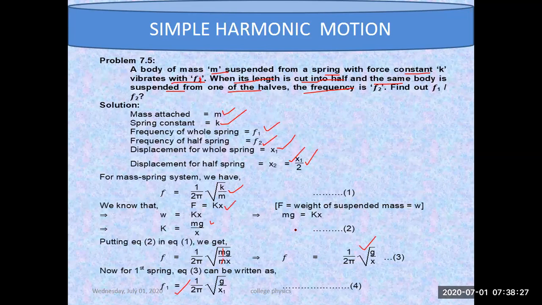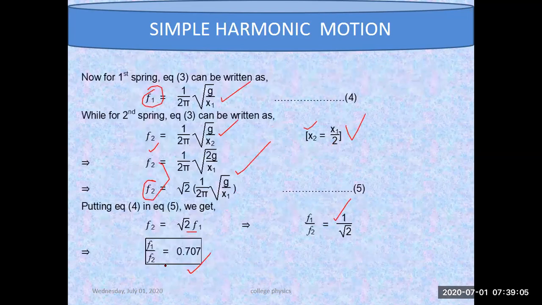What was the question? A body of mass m suspended from a spring with spring constant k vibrates with frequency f1. When its length is cut into two halves and the same body is suspended from one of the halves, the frequency will be f2. Find the ratio between the two. First we calculated f1, then after application of the condition we calculated f2. Finally we calculated the ratio between the two, and this is the ratio between the two.